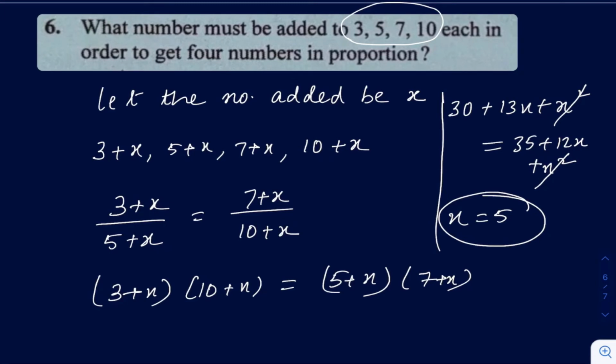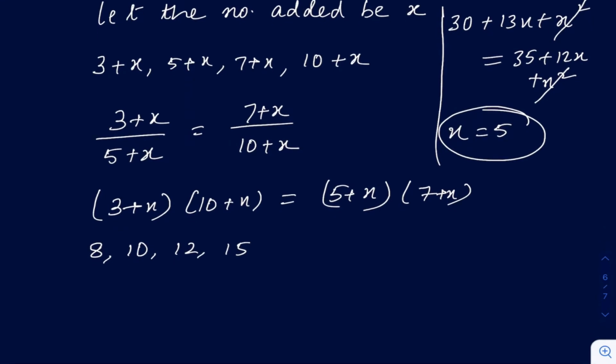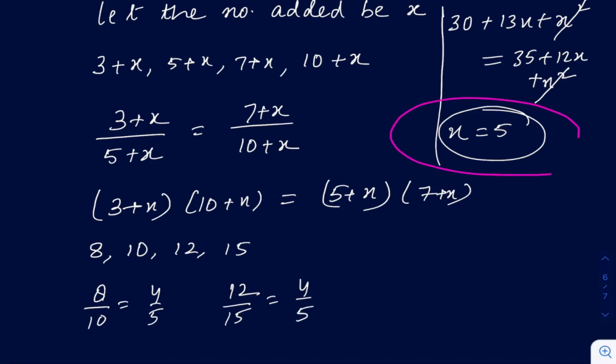If you want to check your answer, add 5 in all these numbers. We get 8, we get 10, we get 12 and we get 15. So just check it out. 8 by 10 is coming 4 by 5 and 12 by 15 is again coming 4 by 5. It means x equals 5 is the right answer.